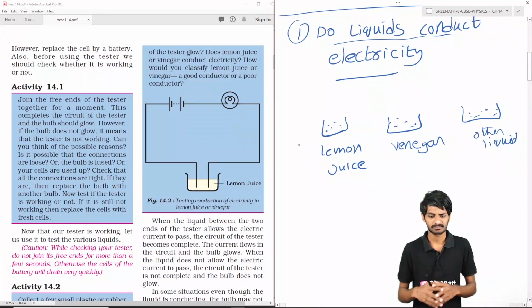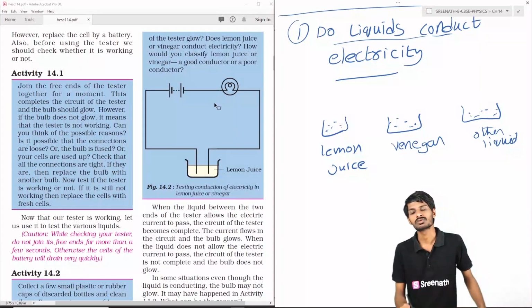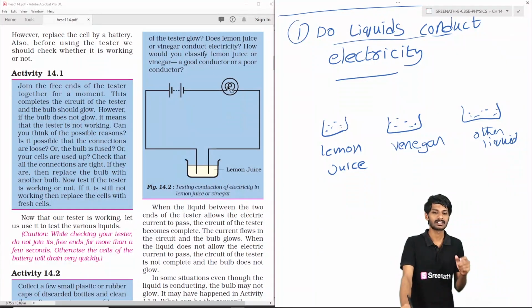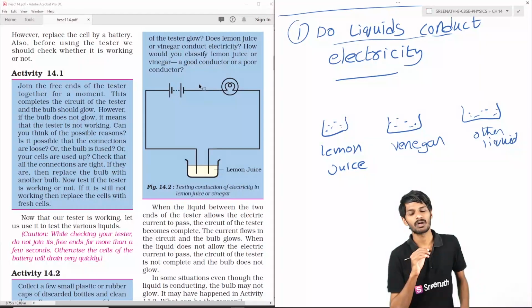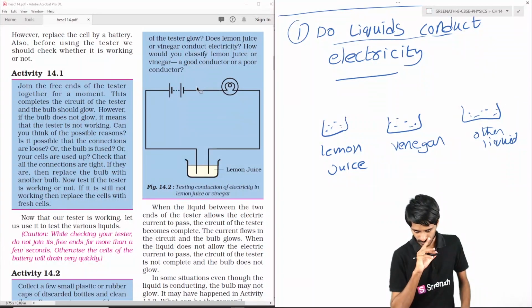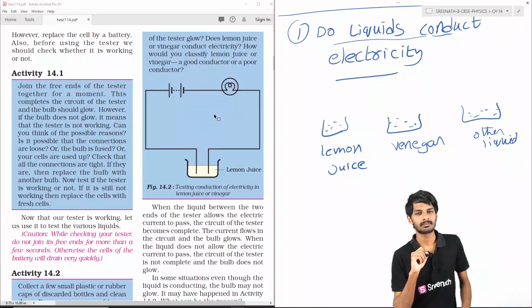Basically, students, how does the bulb glow? The cell or battery produces the electric current, and it passes through the wires, through the metal, and comes to the bulb. In the bulb there is a fuse. Because of that electric current, the fuse becomes heated, reaches very high temperatures and starts glowing, so our bulb glows. Okay students, that is the case.